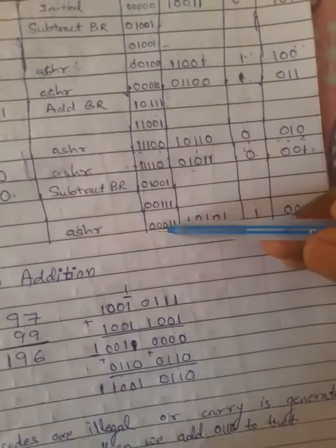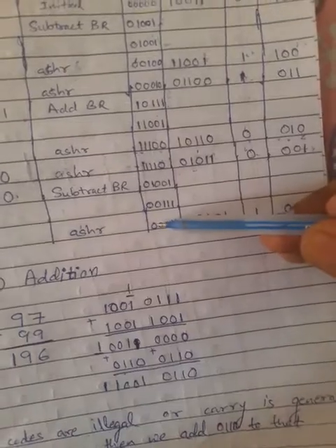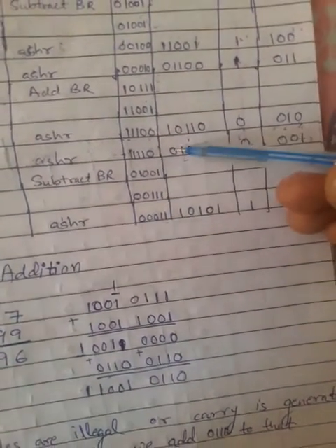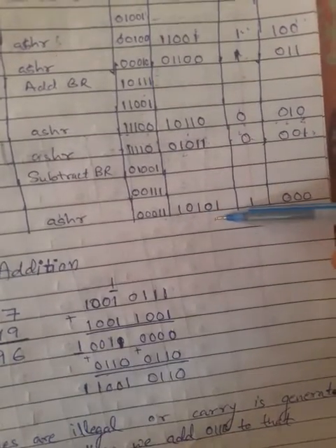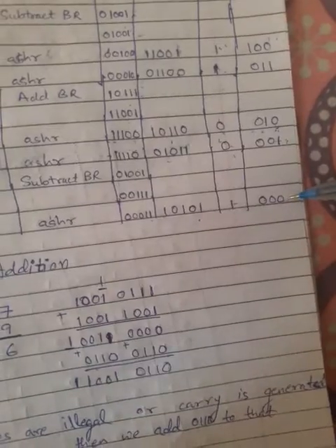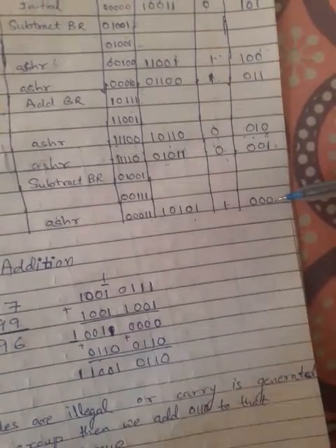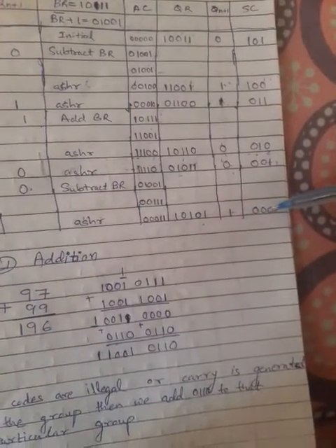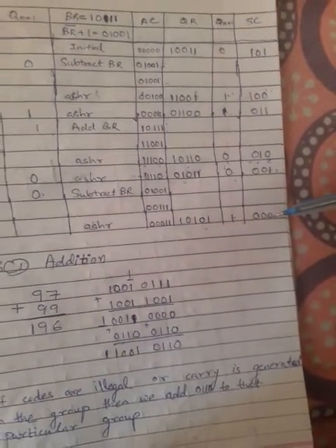Okay, so doing ASHR, here it is 0, so the serial input will be 0, so 0 0 0 1 1, and this 1 will be shifted here, so 1 0 1 0 1, and this 1 will be shifted here, so 1 will be here. Finally decrement will be done, so 0 0 0 will be there, and finally this is the final answer that we can see here, and this is over.